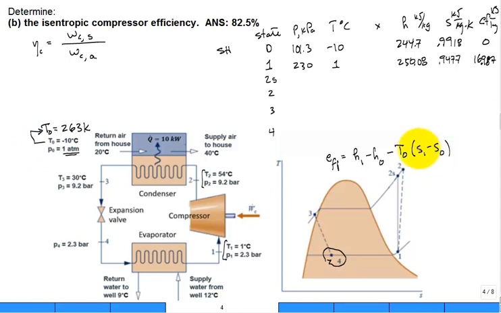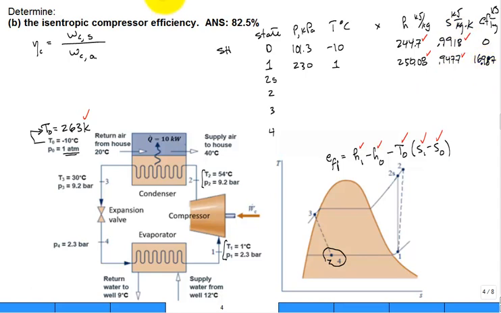So you have all the information. Let me just show you right here. Here's enthalpy 1, here's the dead state enthalpy, the dead state temperature, the entropy, and the dead state entropy. This allows you to calculate the flow exergy at 1.